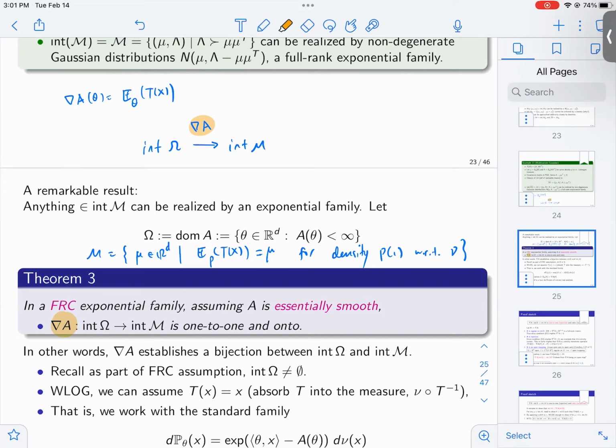The significance of this is that it is one-to-one and onto, so there is a bijection. And so there is, in particular, an inverse mapping that goes in the other direction from the gradient of A. Okay, that's the result.